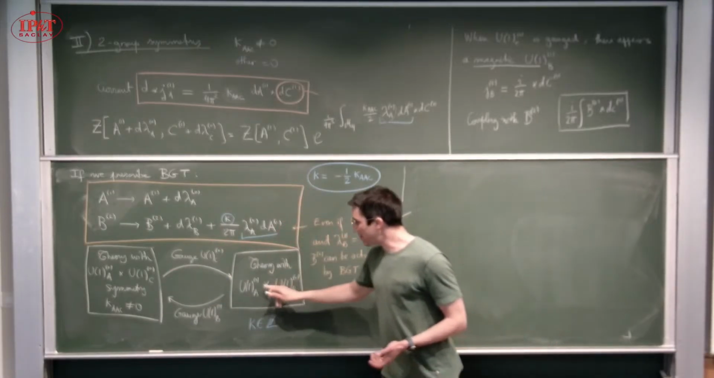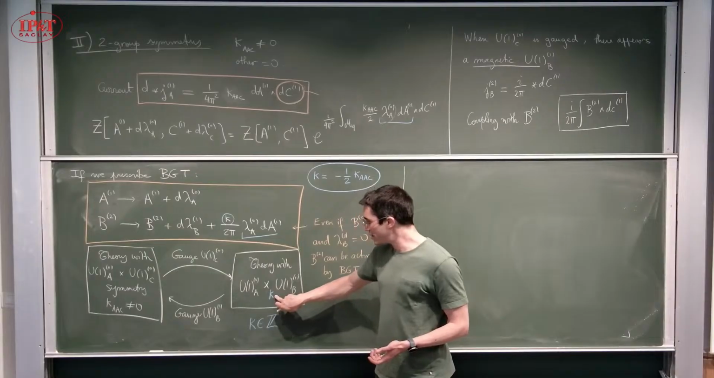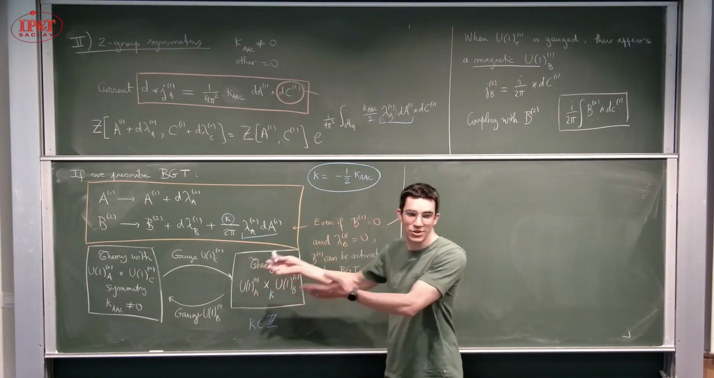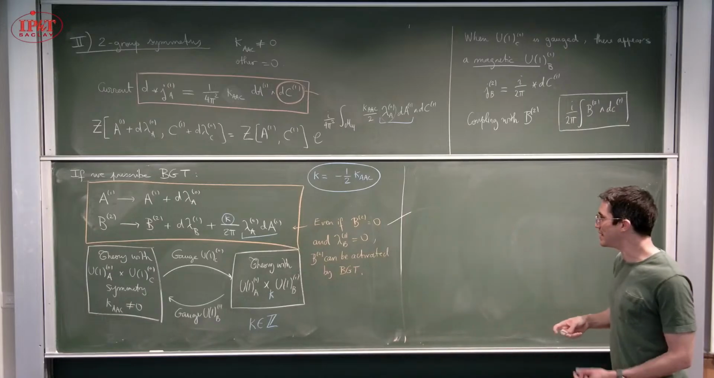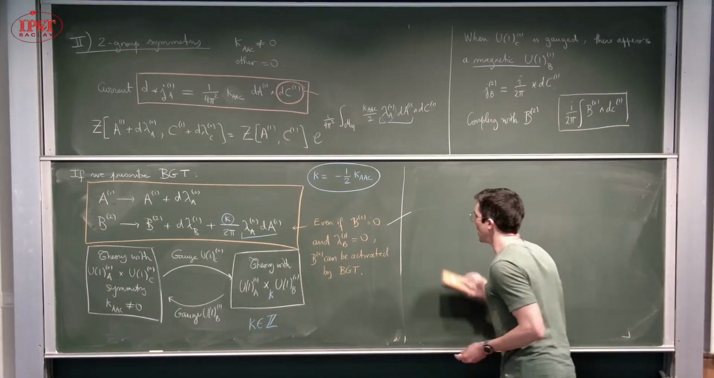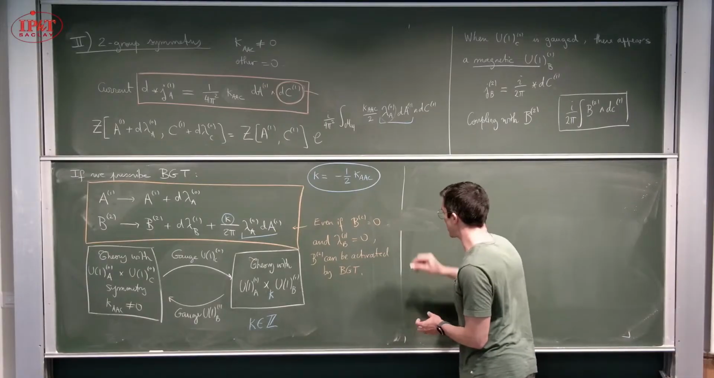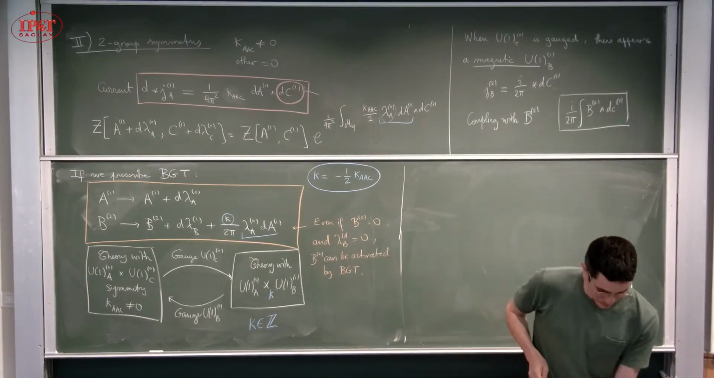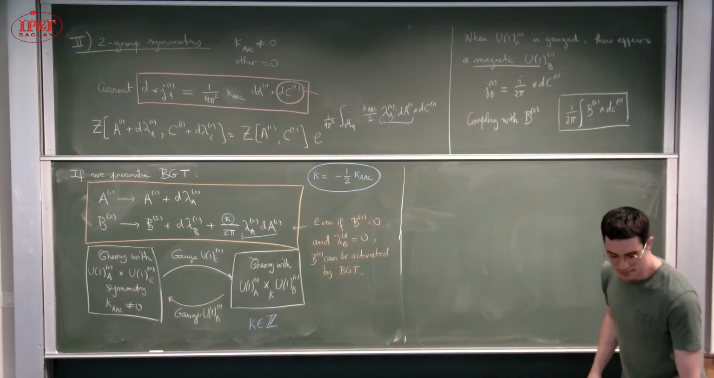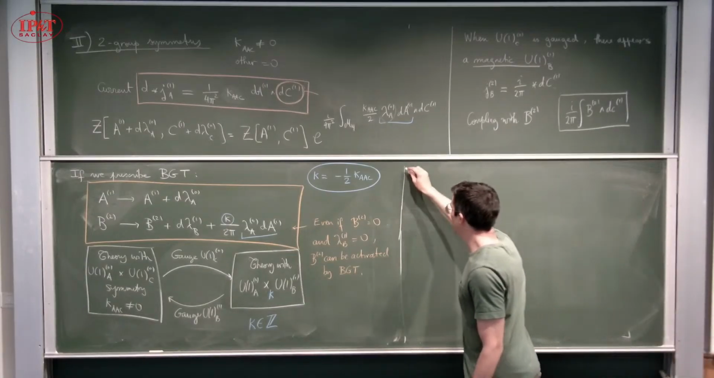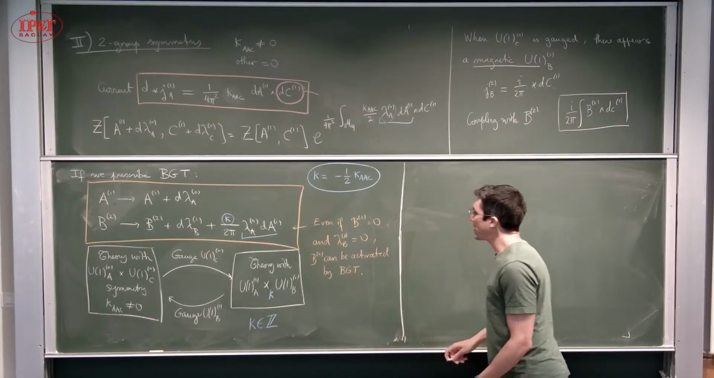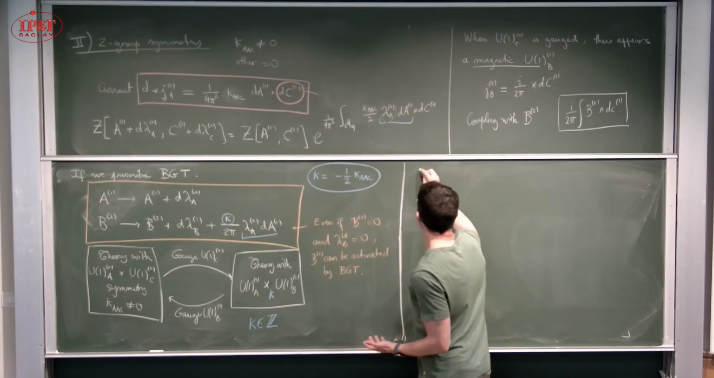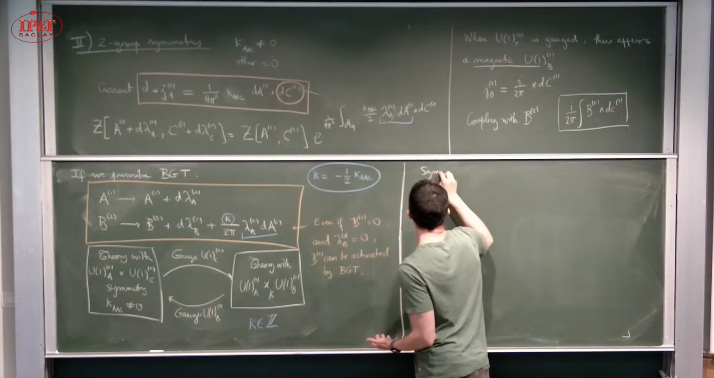So I write this times with a kappa, and this I claim is a two group. I would like to just describe what a two group is, and to be a bit more explicit here, we should also describe what the symmetry defects are. The most naive thing we can do is to try to describe symmetry defects.